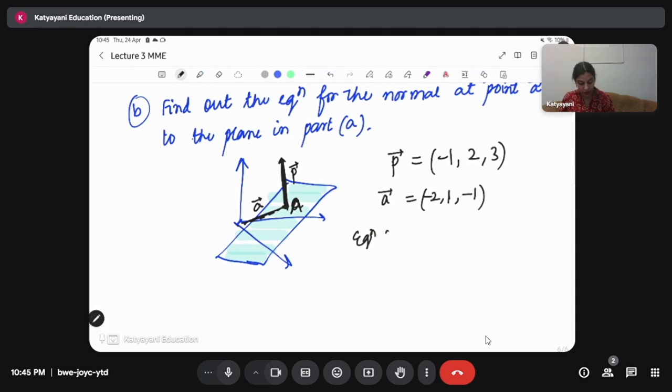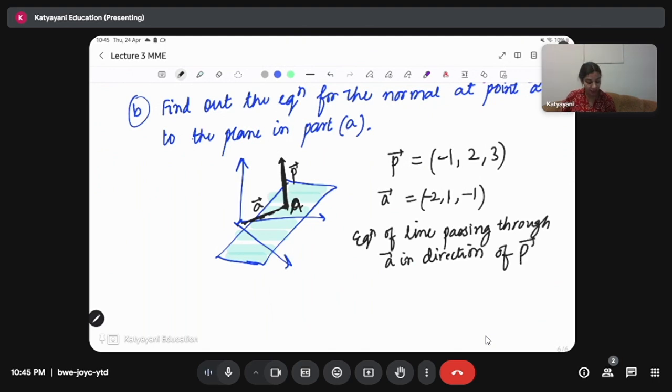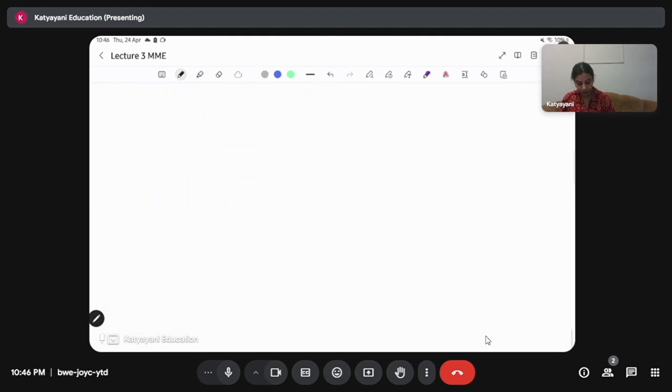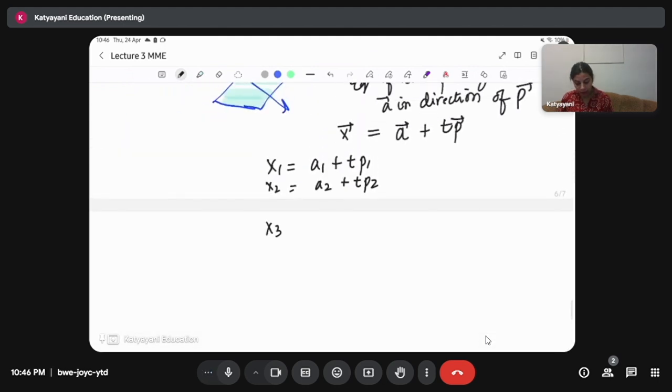So the equation of the line passing through A in the direction of P would be all those x's such that, passing through A, we add t times P to A, because the direction is P. So x1 would be A1 plus t times P1, for any real t. x2 would be A2 plus t times P2, and x3 would be A3 plus t times P3, right?